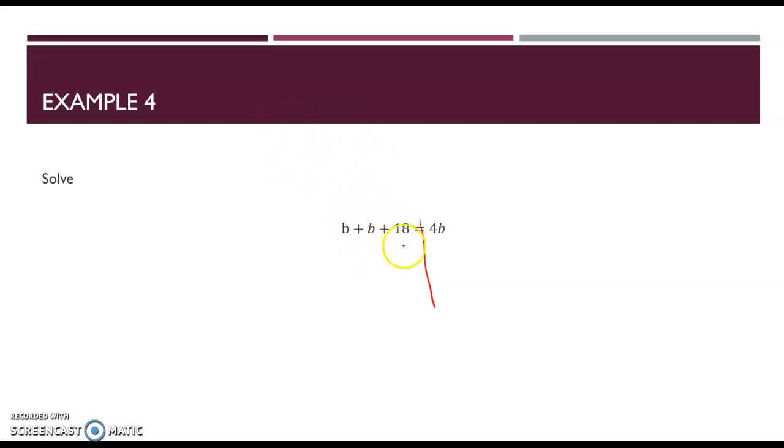So when I'm looking at this one, I notice that on the left-hand side, I have 2 b's, and then on the right-hand side, I have the 4. And so I'm going to combine these first before I move anything. So here we're going to have 1b plus 1b, which is 2b, plus 18 equals 4b.